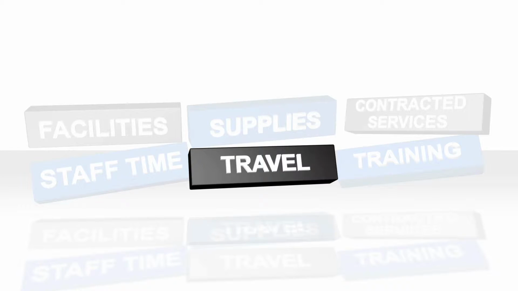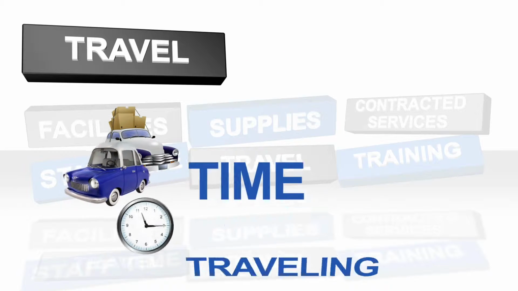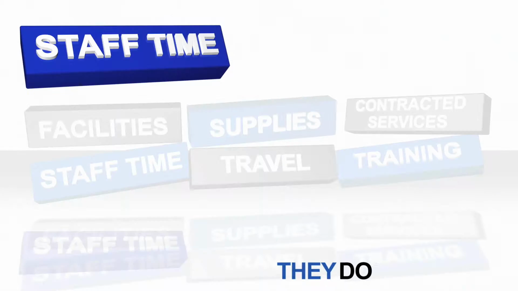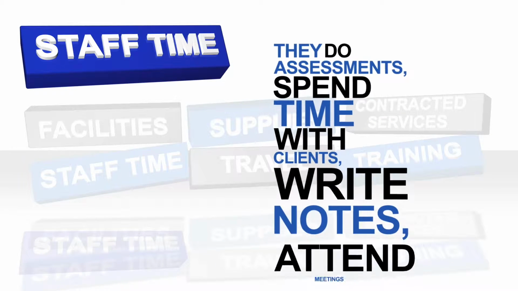That's a great start. An ingredient like travel could be broken down further into the cost of the car to the agency, gas, time spent traveling, and the cost of travel vouchers for participants, if you provide those. In addition, when you say staff time, it is important to recognize that staff spends time doing many different tasks throughout the day. For example, they do assessments, spend time with clients, write notes, and attend meetings.